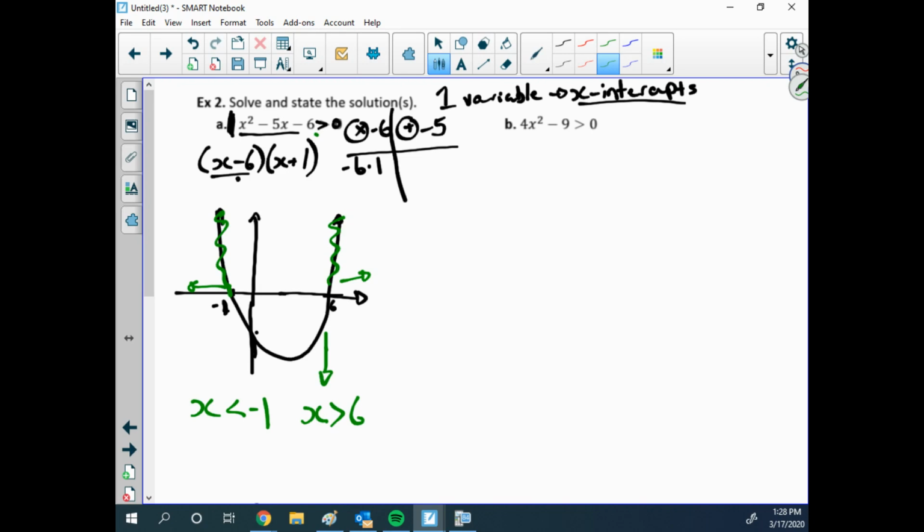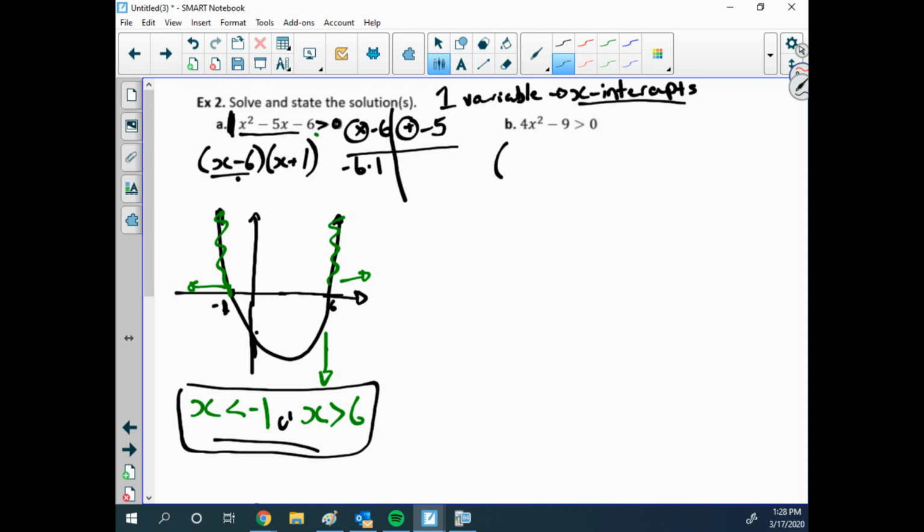All right, I'll do B and then I'll get you to do C on your own. So again, the question is going to work the same. I have to find my x-intercepts and then sketch and determine my solution set from there. So in this one, 4x squared minus 9, hopefully you can identify that and say, well, I have to factor that, and I can factor that using a difference of squares.